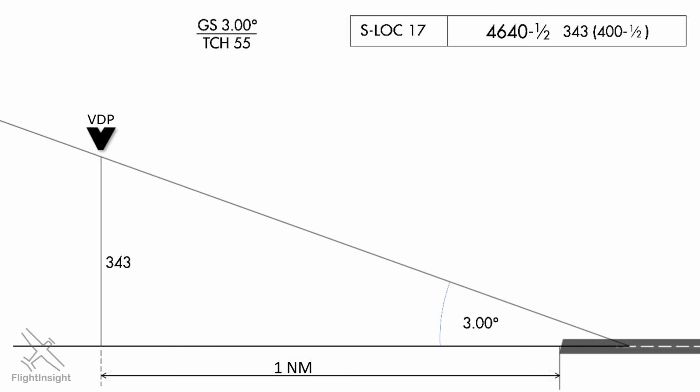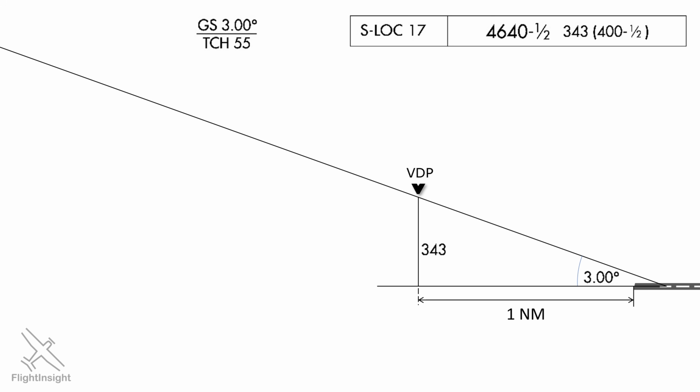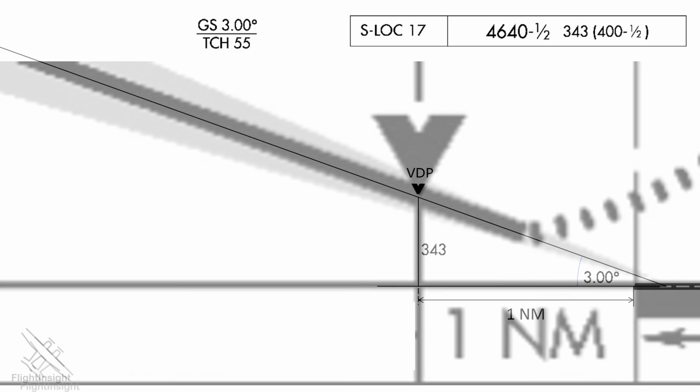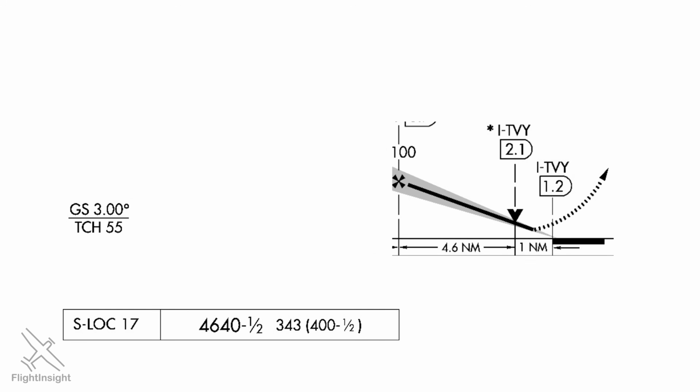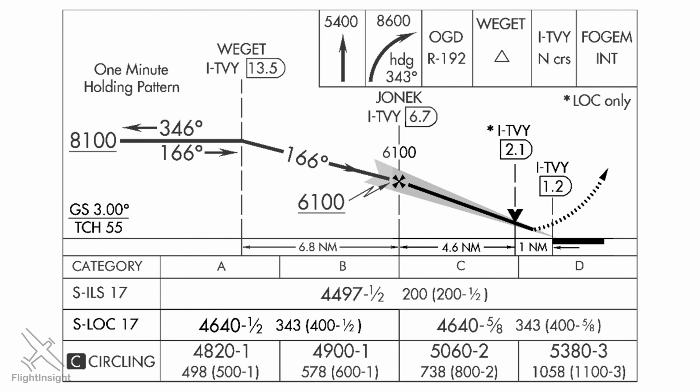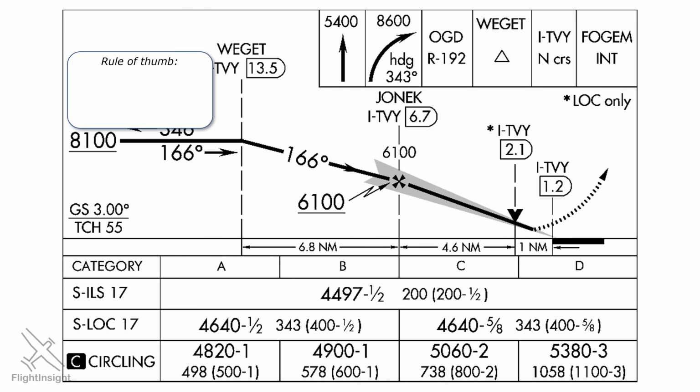Okay, so now if we look at the approach profile view again, we see that after all this, it is indeed the distance charted from VDP to the runway threshold, 1 nautical mile. Now we shouldn't be going anywhere near trigonometry while flying an airplane, so we can use a rule of thumb to approximate the VDP by taking the height above touchdown and dividing it by 300.